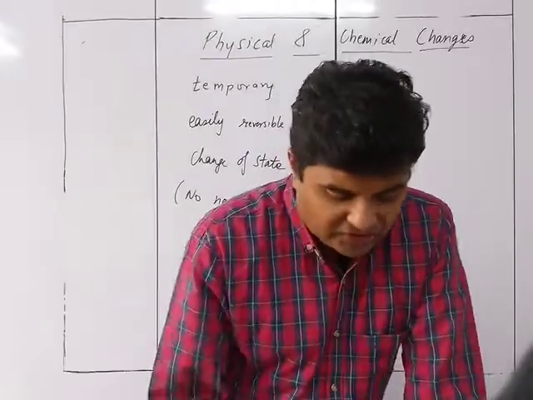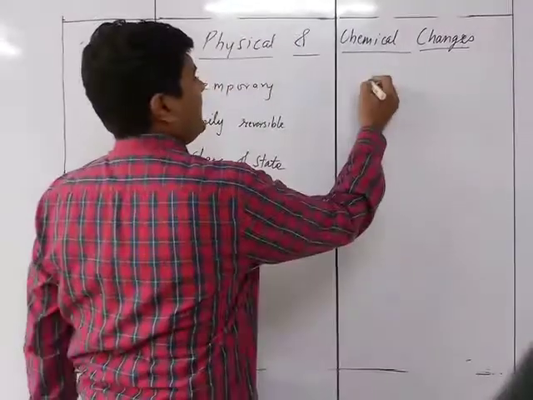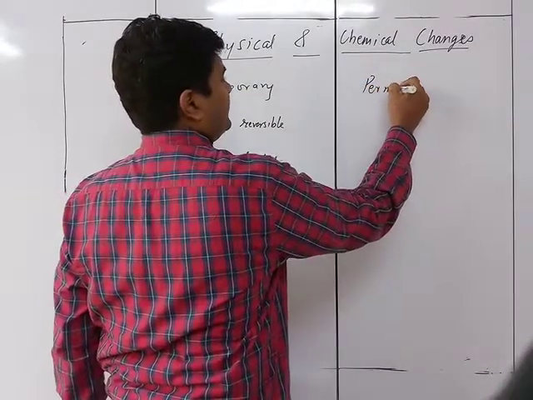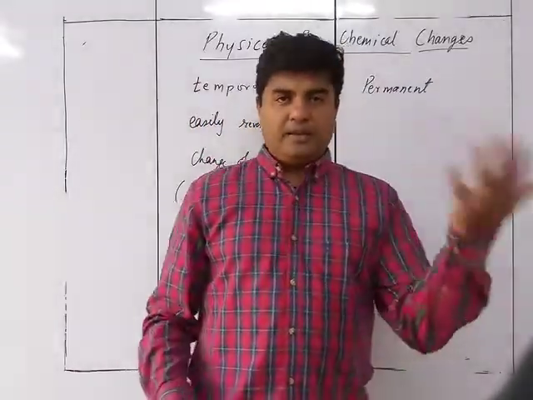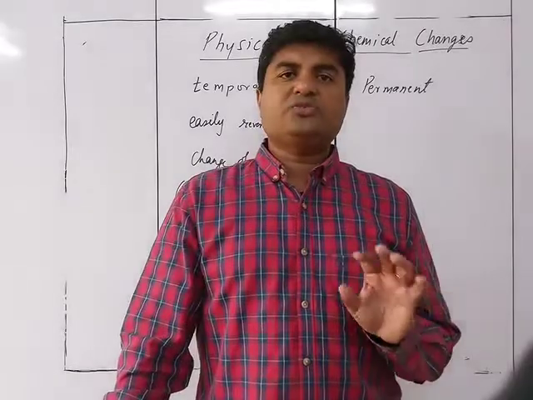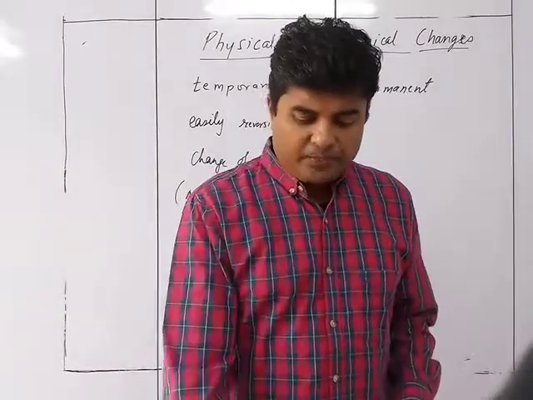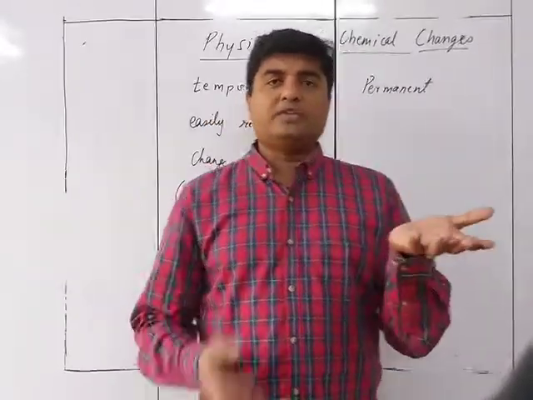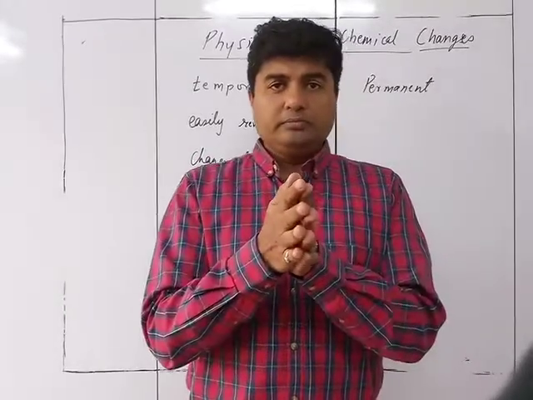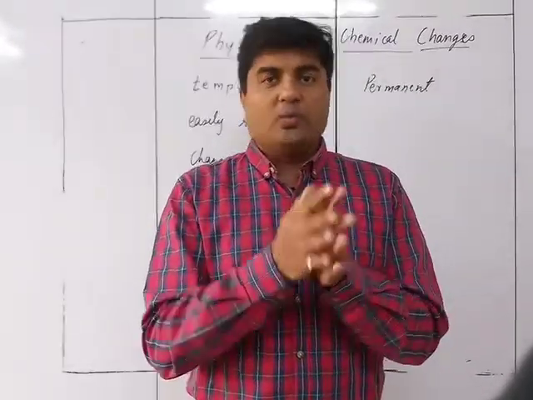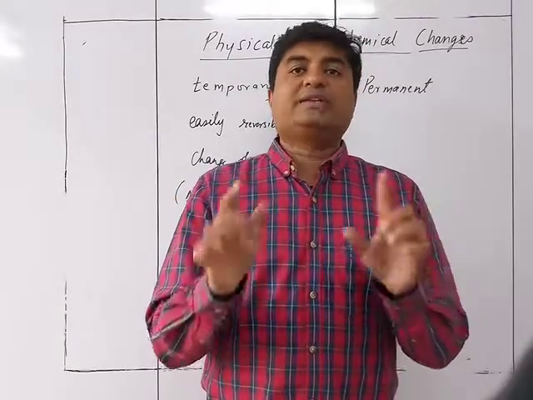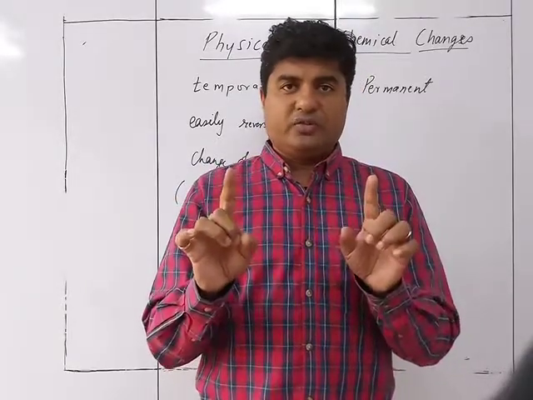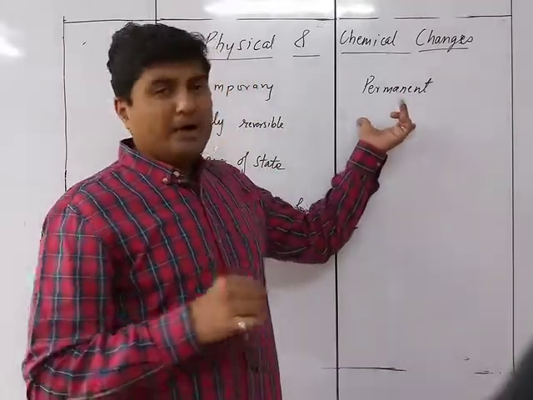The chemical change, first of all, is permanent in nature. Once it is formed, it cannot be easily reversed. For example, if I say that hydrogen plus oxygen is going to give me water, yes, it gives me water. Once water is formed, making water again into hydrogen and oxygen is a difficult task. It is not something so easy.